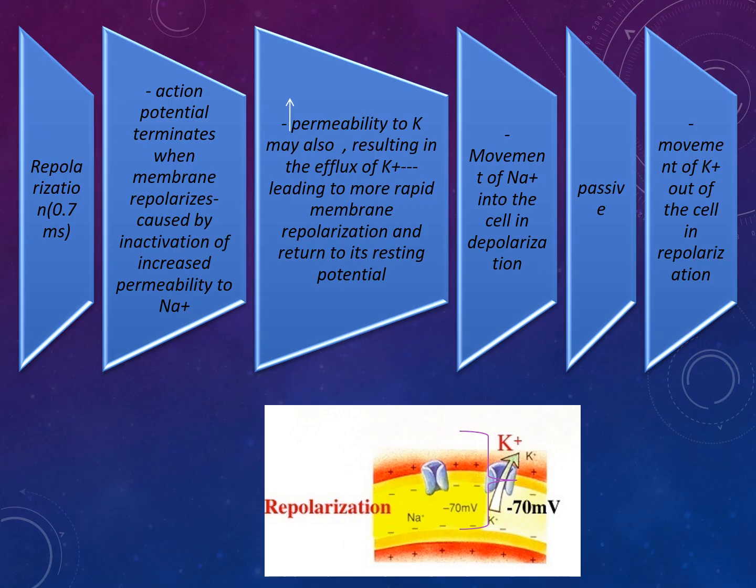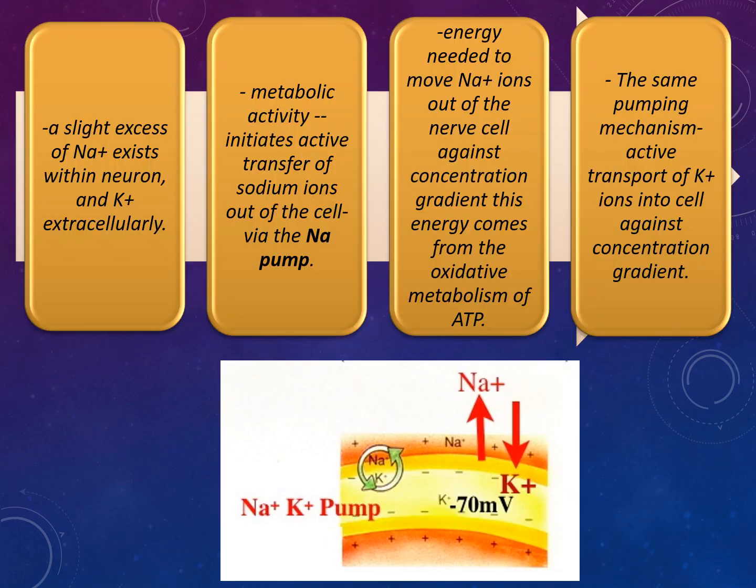After depolarization, the action potential terminates when the membrane repolarizes, causing an inactivation of the increased permeability to sodium. Thus, there is an increased permeability of the nerve membrane to potassium, and this efflux of potassium leads to the repolarization of the nerve membrane. Thus, the movement of potassium out of the cell results in repolarization. A slight excess of sodium exists within the neuron and potassium extracellularly.